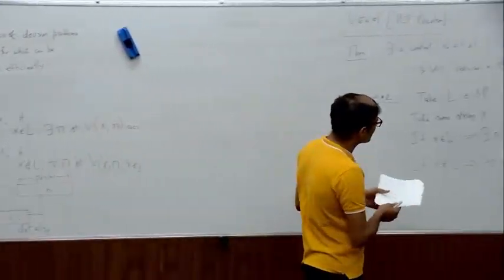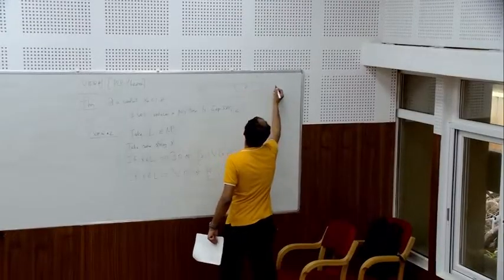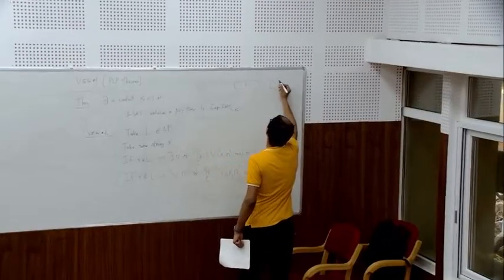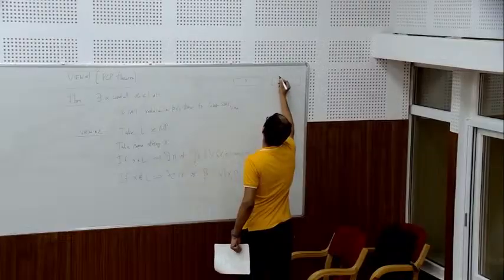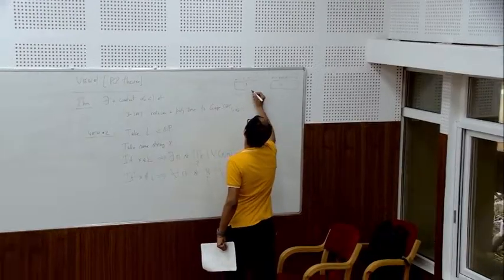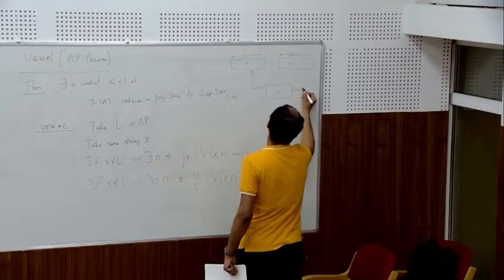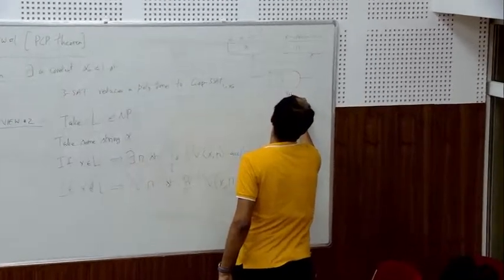So the picture changes very slightly, or maybe drastically, depending on how you want to state this. Here is my proof pi of size poly n, and here is my verifier, which is now a randomized algorithm.